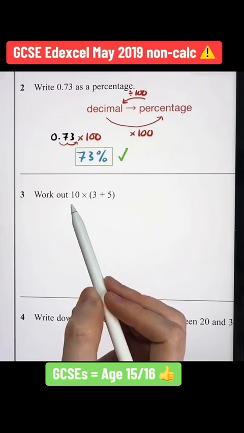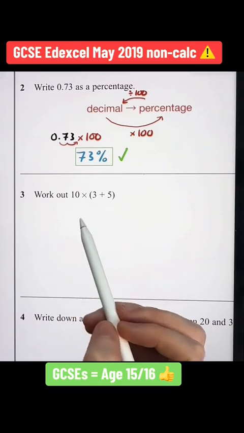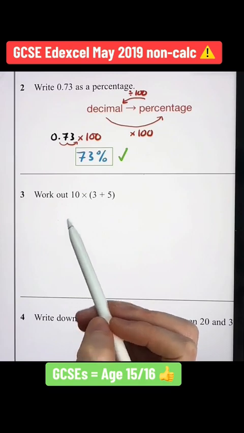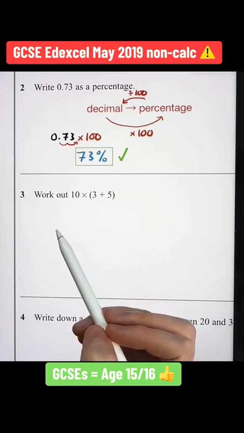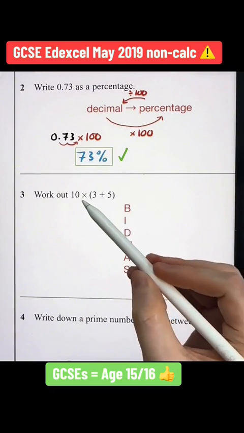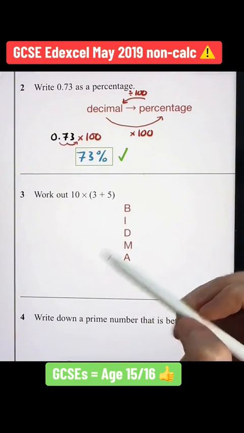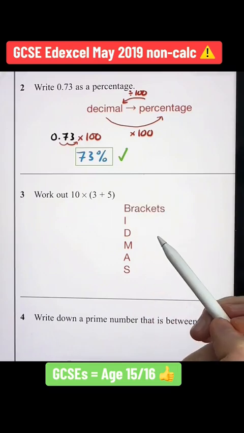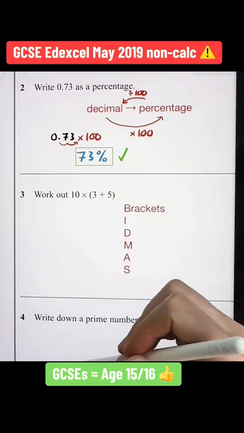Question 3. Work out 10 multiplied by, in single brackets, 3 plus 5. When we've got a series of operations, our first step is to write down the word BIDMAS or BODMAS. BIDMAS tells us the order in which we should carry out each of the operations, while B stands for brackets. Therefore, I must do any brackets I have first.